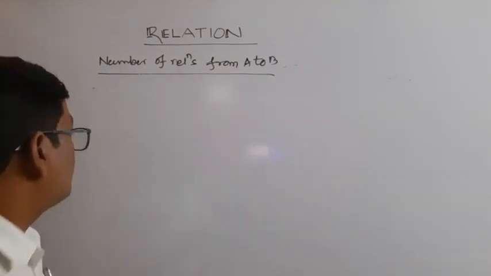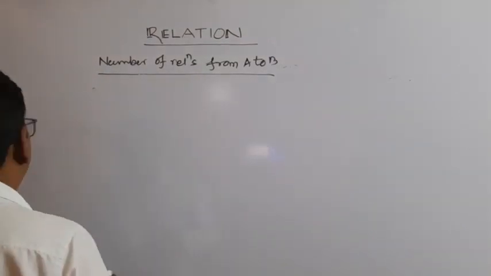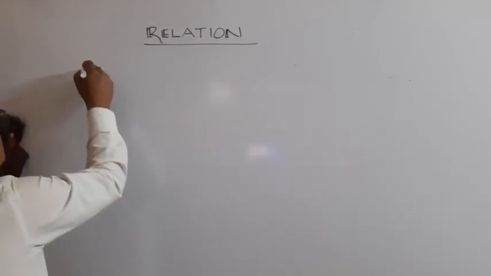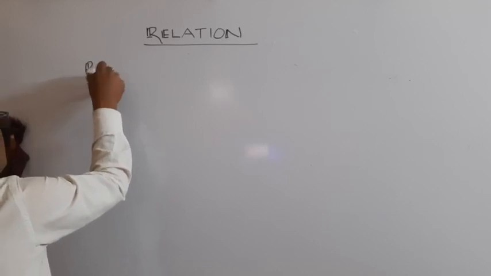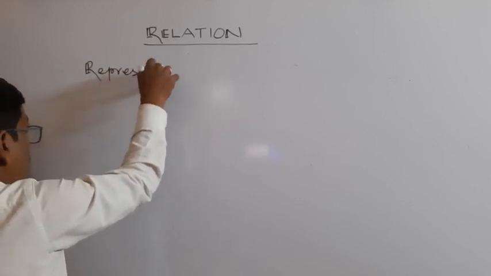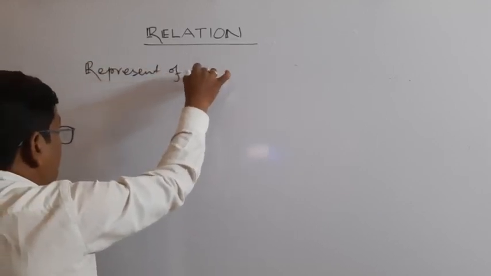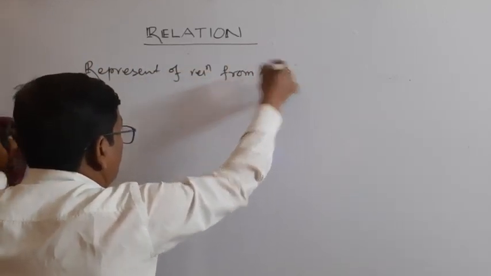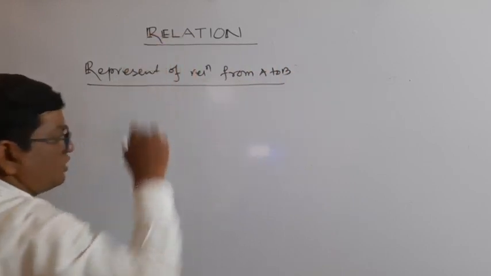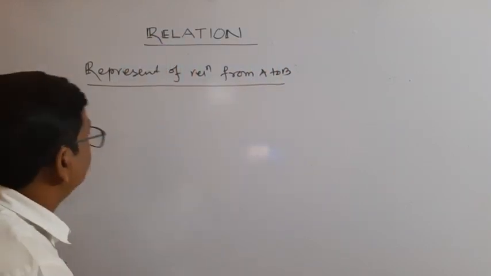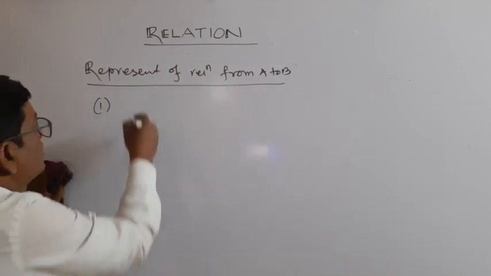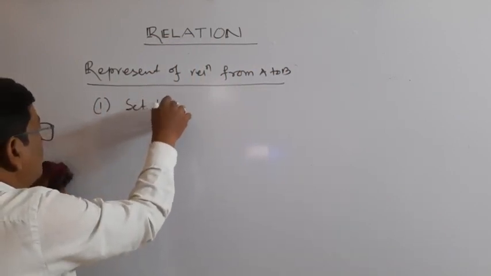A representation of relation from A to B. Number 1, that is what? Set builder method.